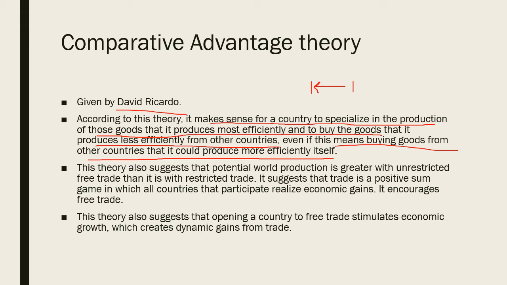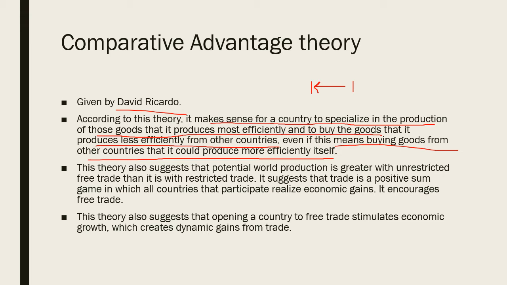When you are less efficient in producing those goods, then you should buy those goods from another country. And the last part, even if this means buying goods from the other countries that it could produce more efficiently itself, that means even if you could produce more efficiently than this country, then also you should buy the goods from that country, because this creates a free trade environment. This creates a good economic environment where both the countries gain.